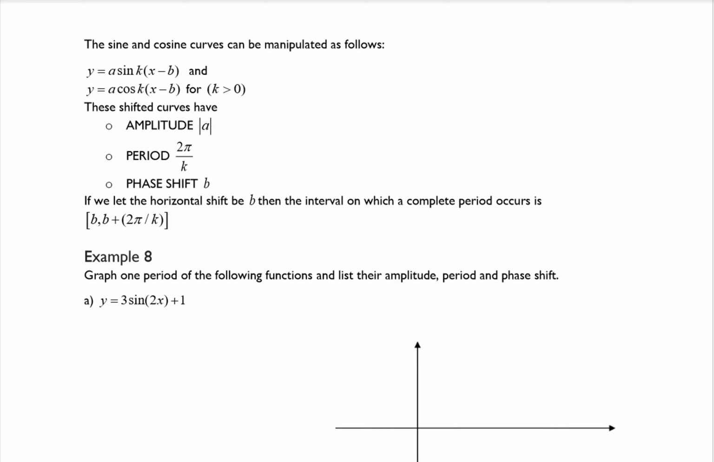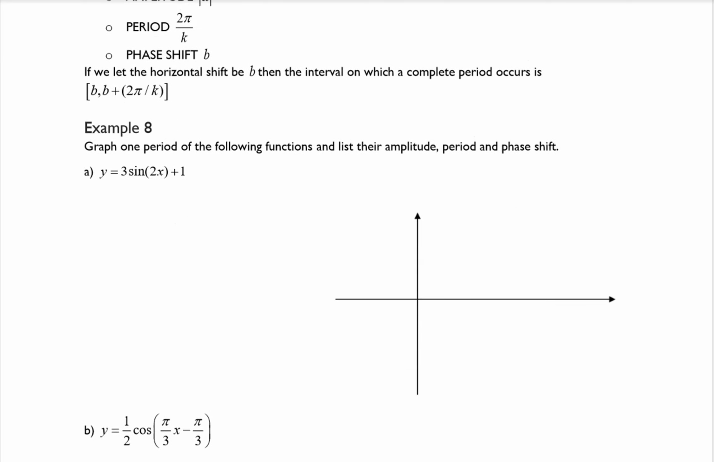Example 8 says graph one period of the following functions and list their amplitude, period, and phase shift. So we have y equals 3 times sine of 2x. So let's calculate our period. We know that it is going to be 2 pi over k, and in this case k is 2, so we have 2 pi over 2, which is pi.